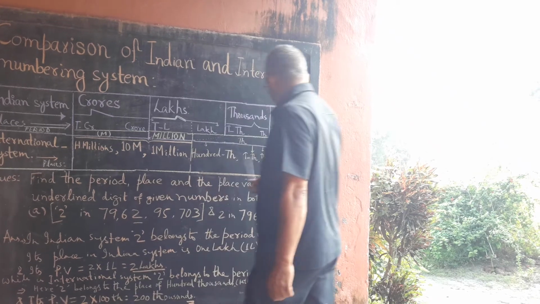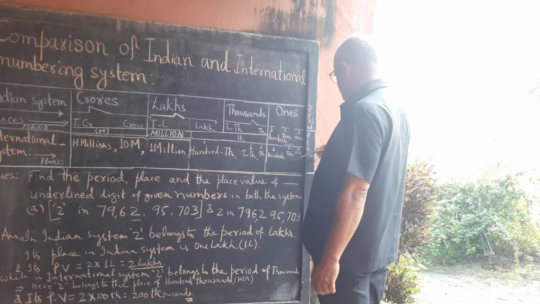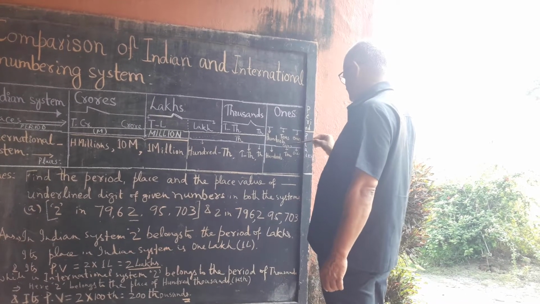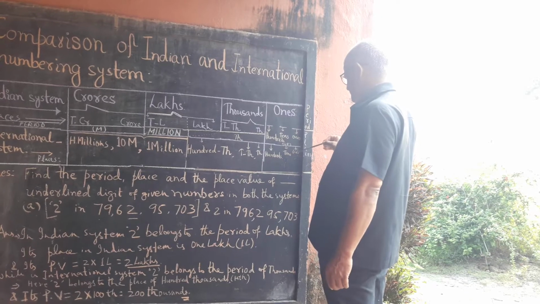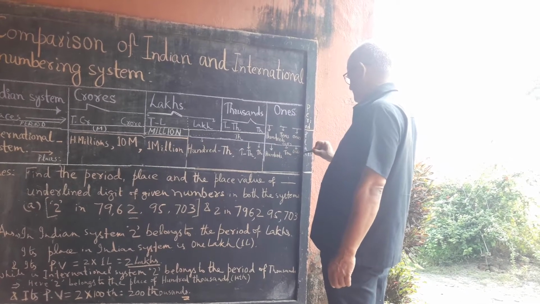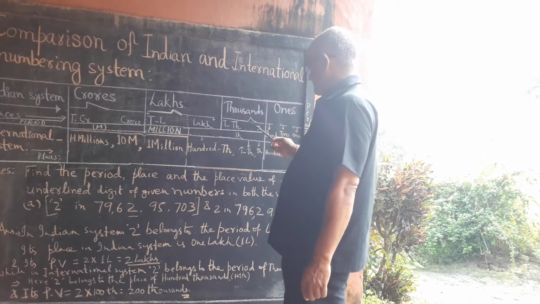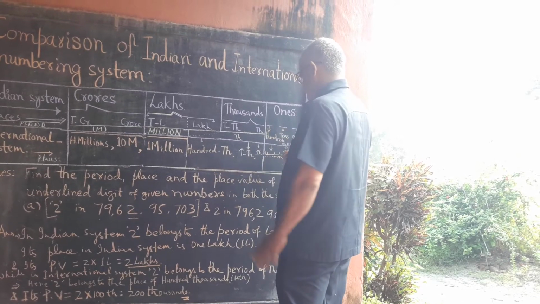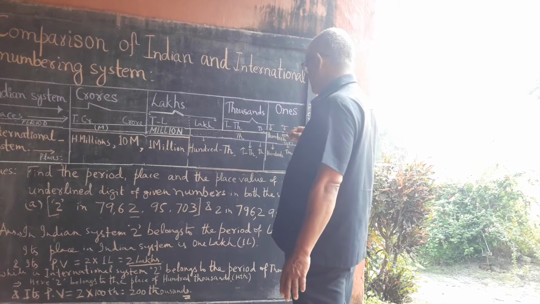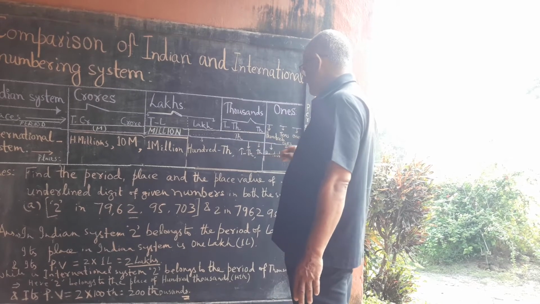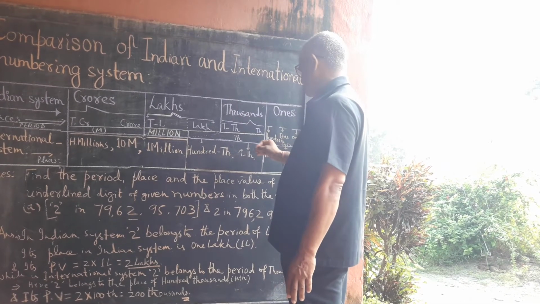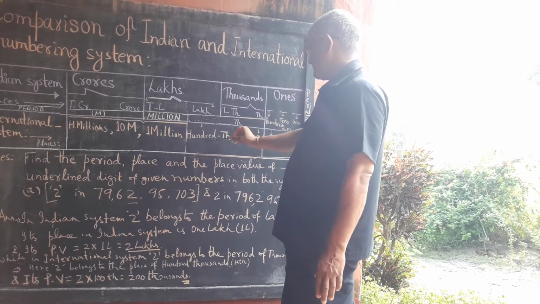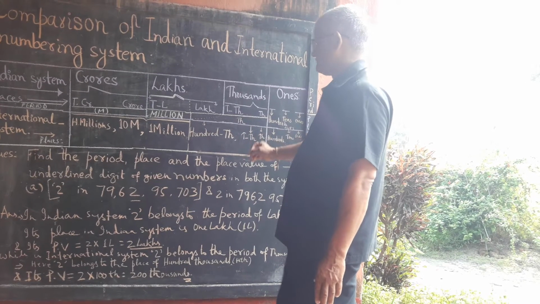In international system, the period ones is similar to that of Indian system. It is also of three places like ones, tens, and hundreds. But in second period, that is thousand, there is difference. In Indian system there were only two places, but in international system we have three places, namely 1000, 10,000 and 100,000. So this much region comes under second period of international system.